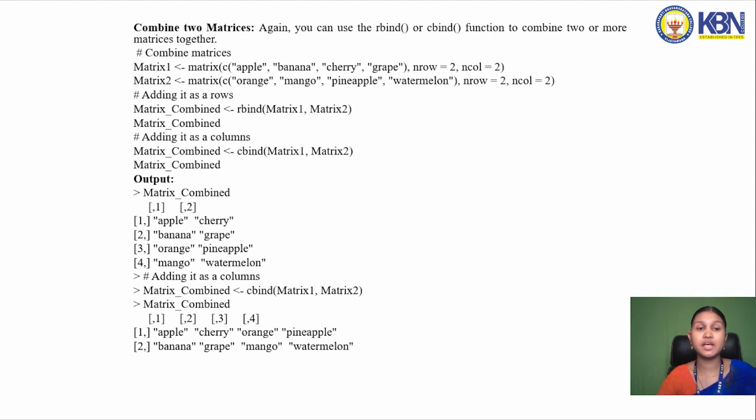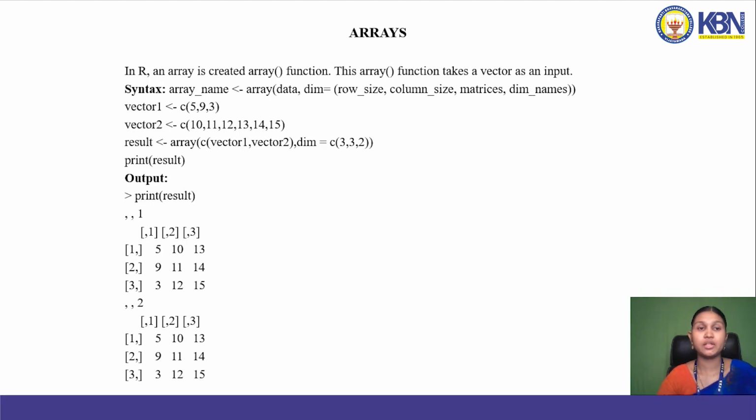Let us see the example. First output is the rows combined and the second output is the columns combined. And the next one is the arrays concept. It is similar to the matrix concept only. Here a matrix has rows and columns, and arrays also have row size and column size.